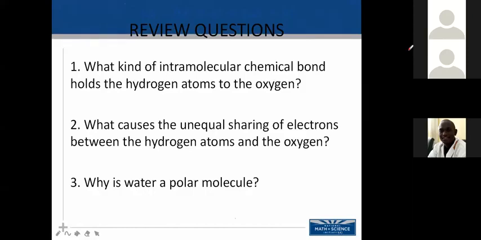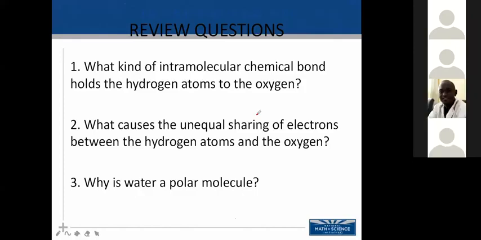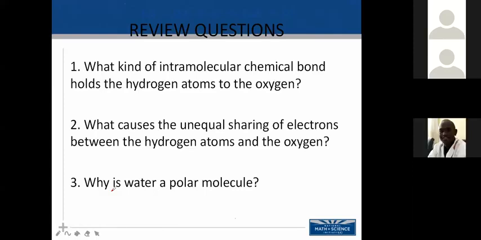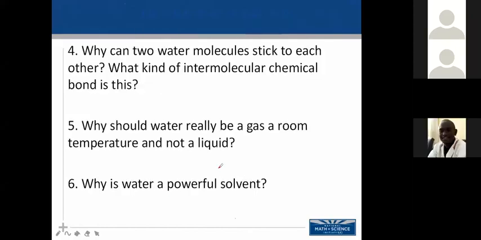I think it's because oxygen is more electronegative than hydrogen. Okay. So because of the difference in the level of attractiveness, which is the electronegativity, then we have the partial charges. So why is water a polar molecule? That's the same answer, isn't it? Yes, it's the same answer. Okay. So we go to the next slide.